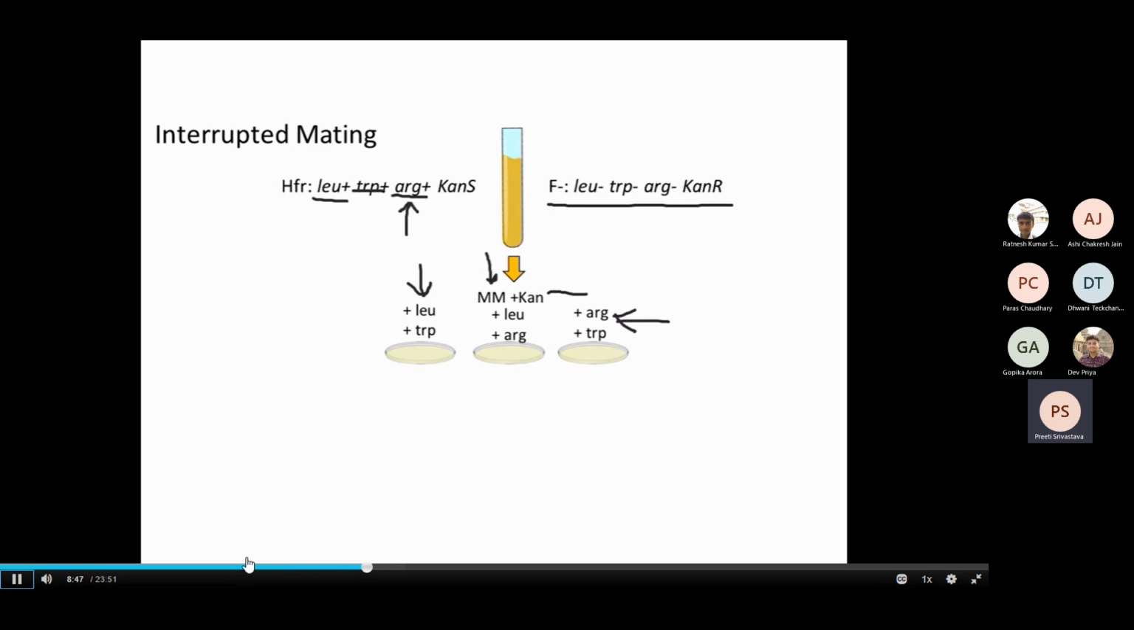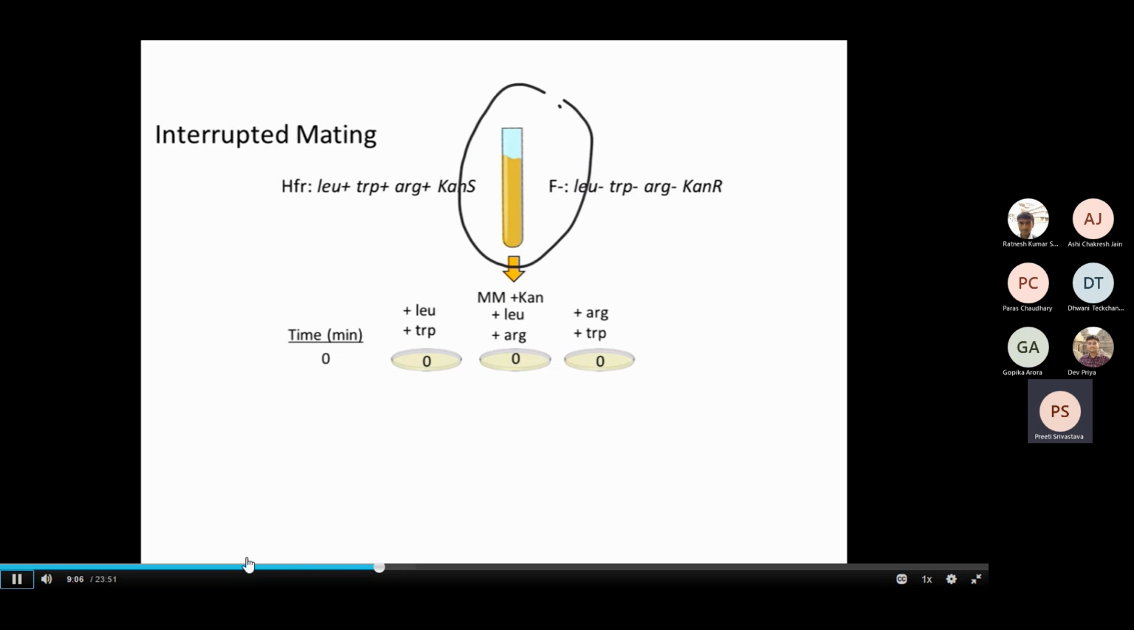So again, we mix our cells and we allow them to undergo conjugation. And at different points after mixing the cells, we then take samples from this master mixture and plate it onto different media conditions. So if at time 0 we take a sample from our master mixture and plate it out under these different conditions, we would expect no colonies to grow, because there hasn't been any time for conjugation or transfer of bacterial chromosome DNA from the HFR to the F-.